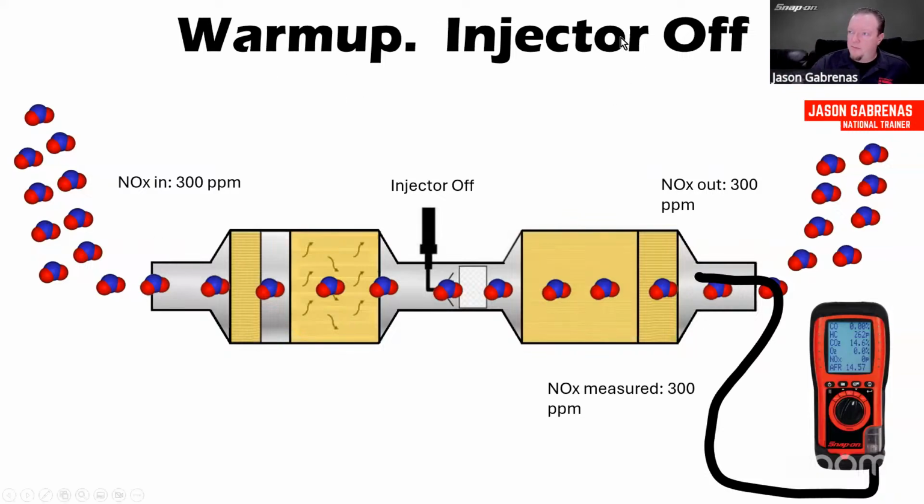So on the warm-up phase with the injector off, not doing anything, you should have the same amount going in as you have going out. So in this case, the computer's reading 300 parts per million. If you could, double check that with PID data. So in this case, 300 parts per million going in, 300 parts per million going out, because it's not doing anything right now because we don't have the urea going in. And then to double check everything's working the way it should, we see 300 parts per million on the 5-gas.